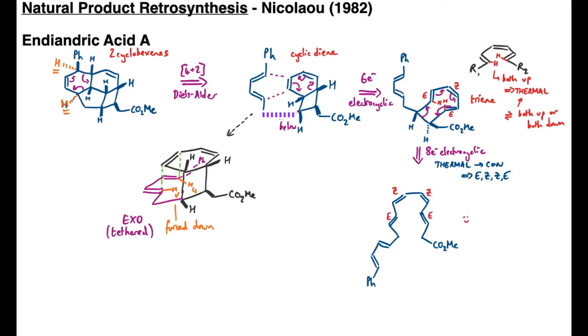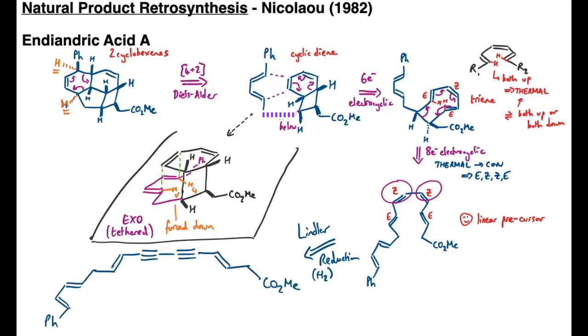Now, this is a particularly neat disconnection. We've now got a linear precursor and all we have to do is worry about the double bond geometries in here. Now, there's a standard way of dealing with the ZZ alkenes here, and that would be to do some sort of Lindlar reduction. This is a partial reduction of an alkyne using a poisoned catalyst and hydrogen gas. And that will take us back to this key, much simpler molecule, only containing double bonds that are reasonably easy to assemble. For example, this double bond here on the right, they found the best way was to use a sulfoxide elimination to make this.